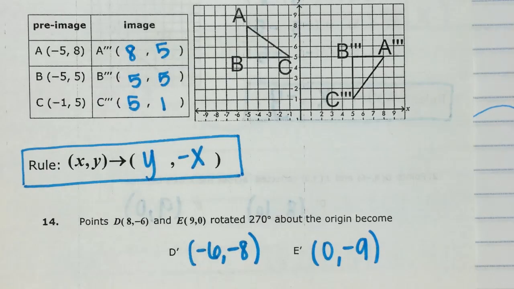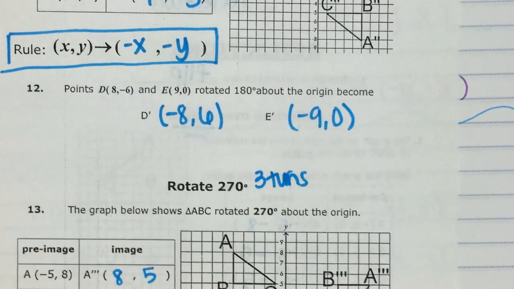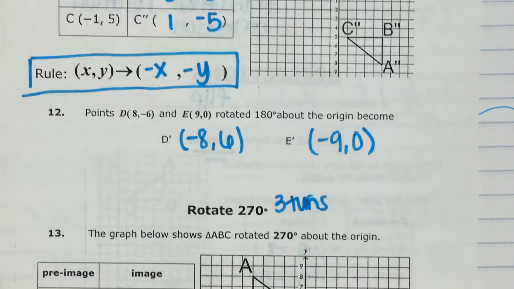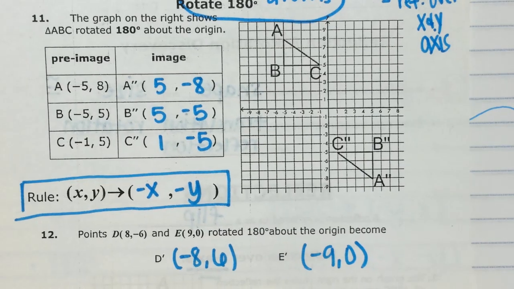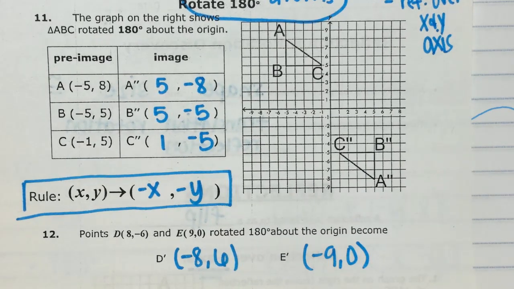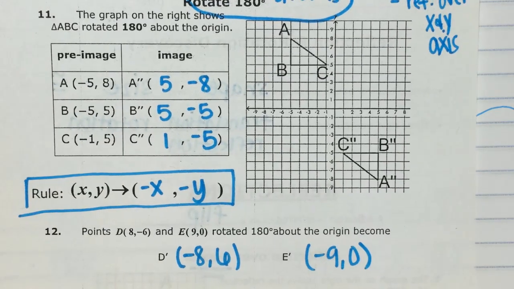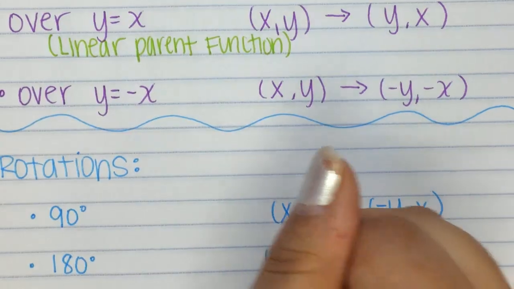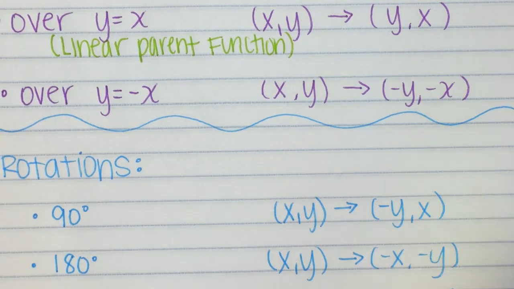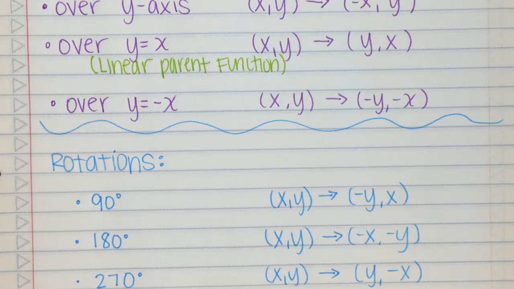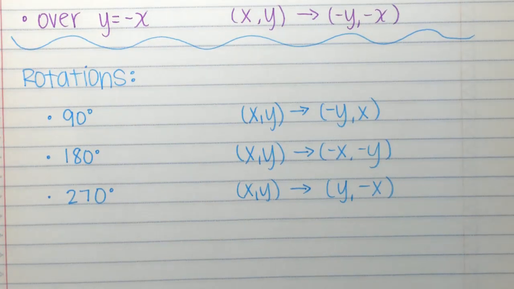Did I show y'all everything on here? Does anybody need to see anything else on the discovery paper? 180? We good? All right. So 270 is y, negative x. Oh, sorry. 270 is y, negative x.